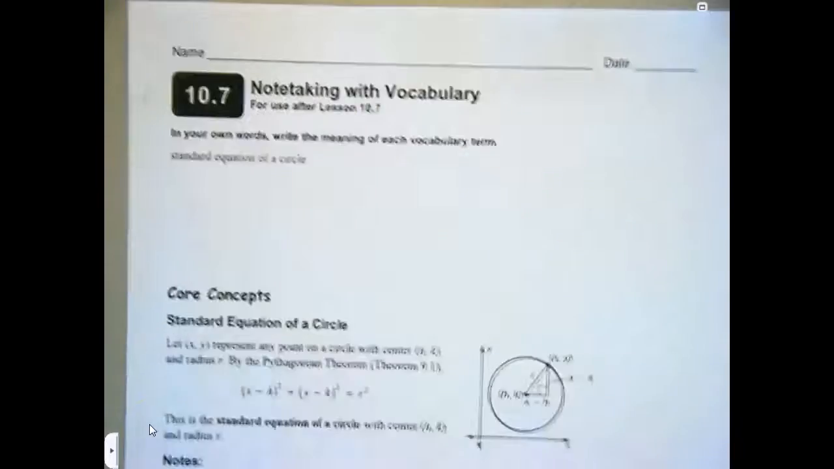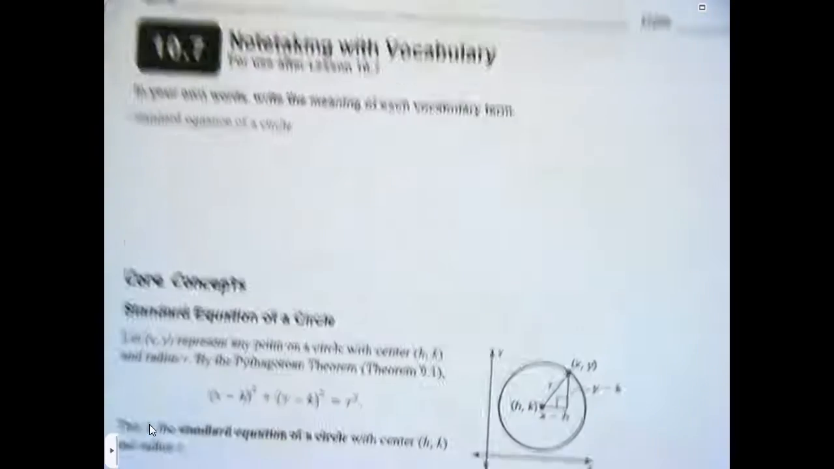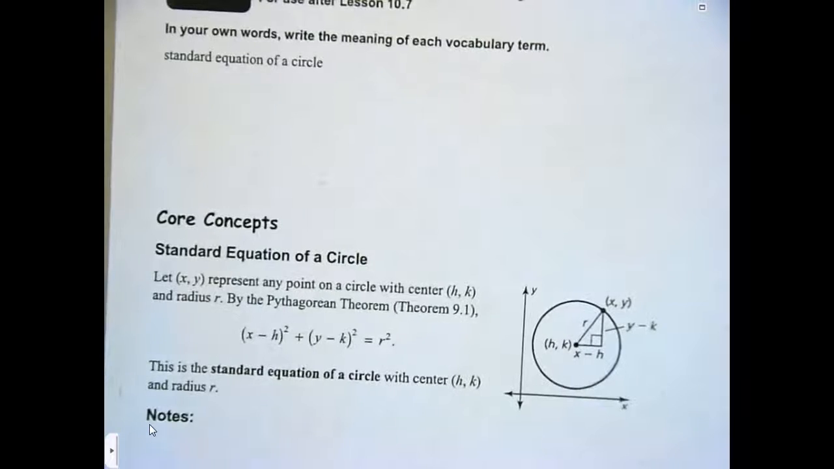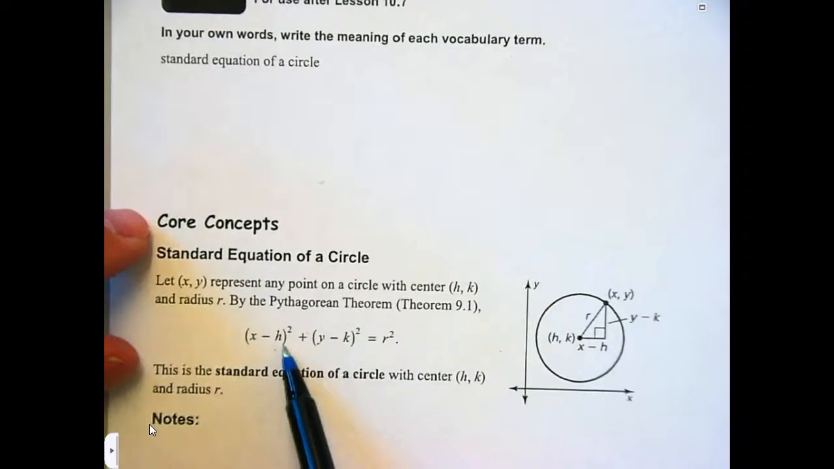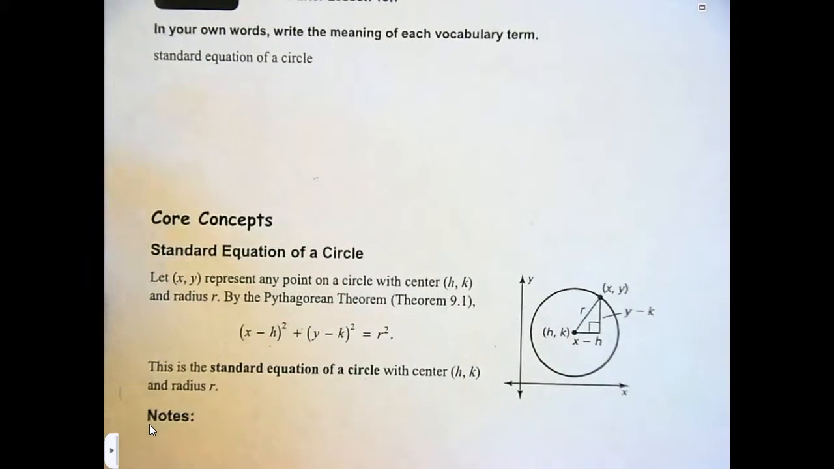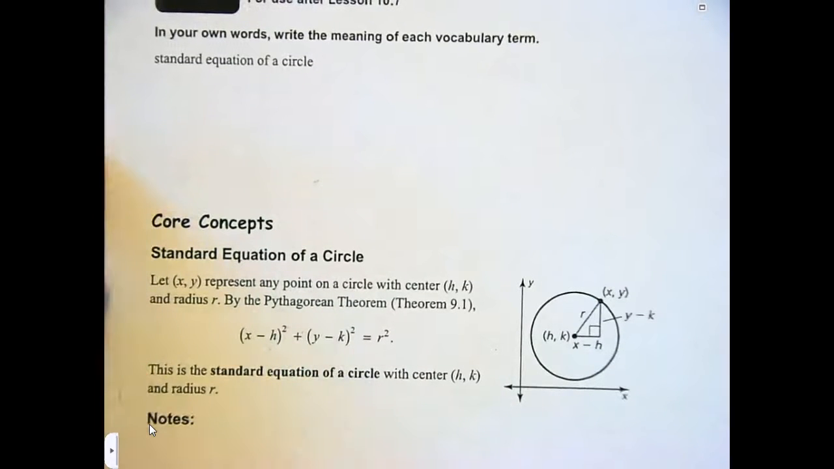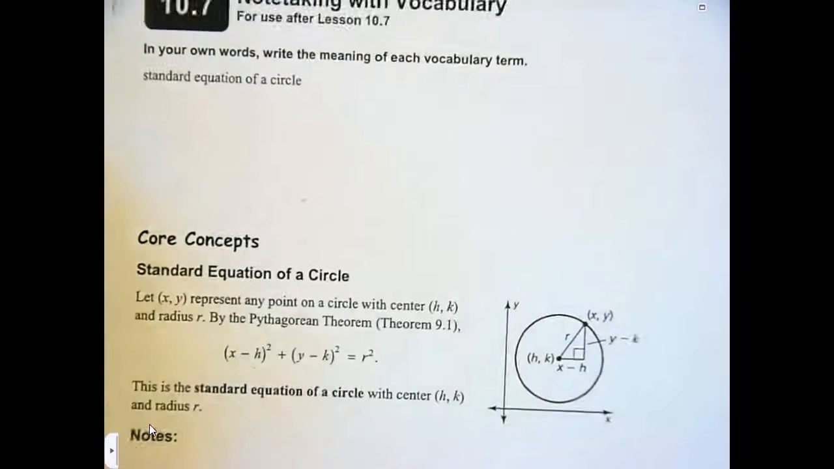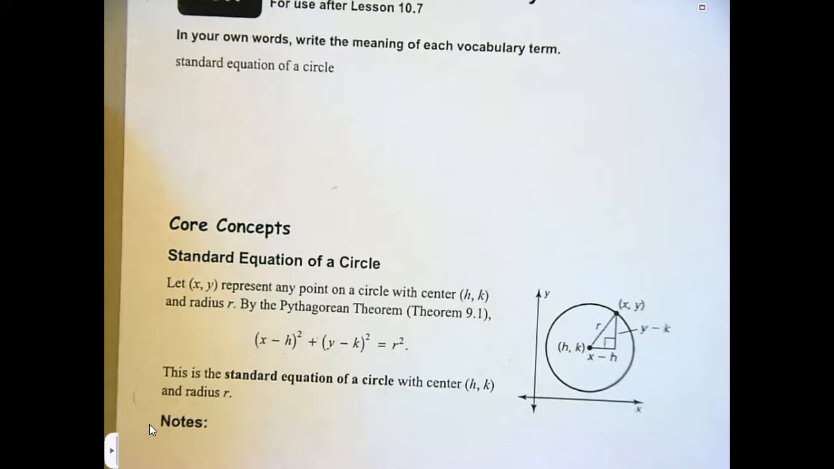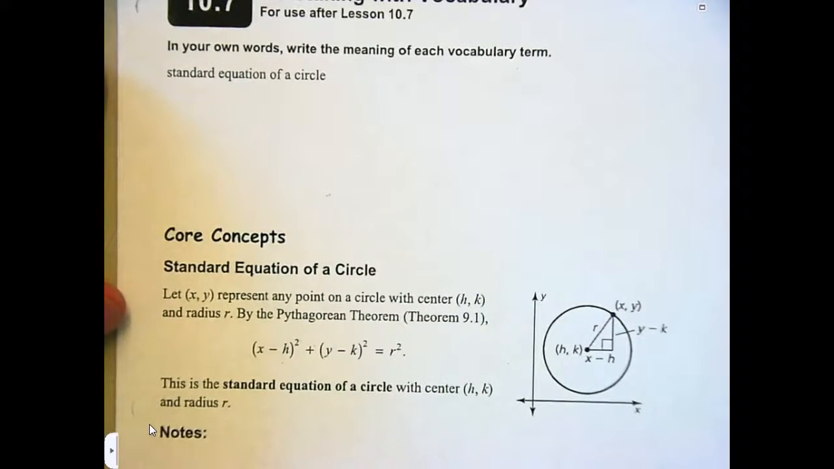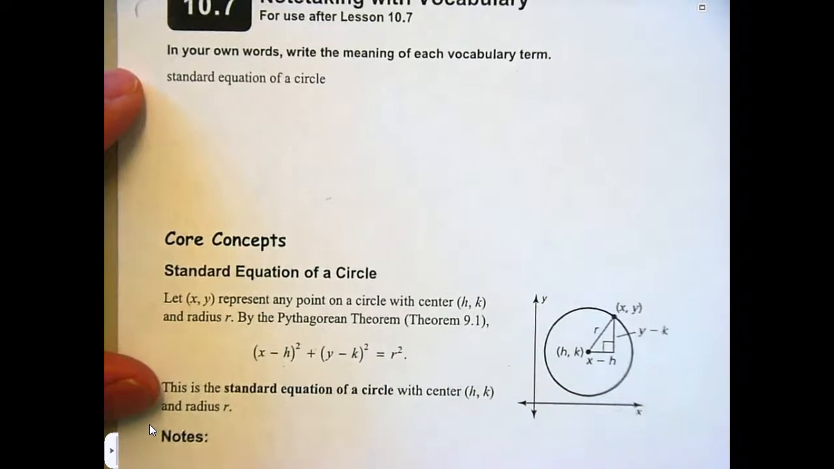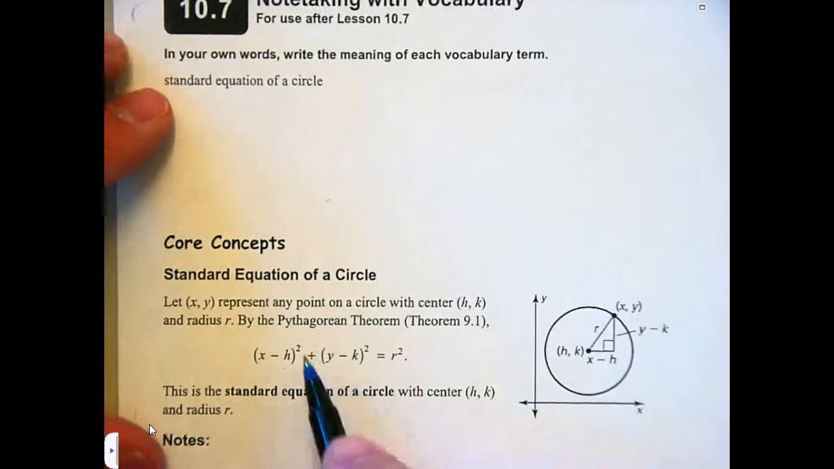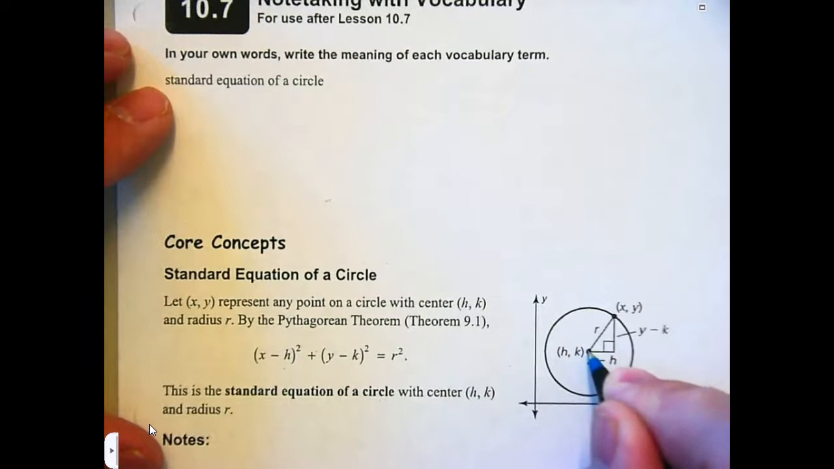All right, so 10.7, doing the standard equation of a circle. Now this is the first time that you're going to be introduced to, well, I think it is, H and K. Anyone recognize what H and K do here? All right, so this is the first time. This is the equation of a circle on page 310 here. (x - h) squared plus (y - k) squared equals r squared, where h and k stand for the center of the circle.